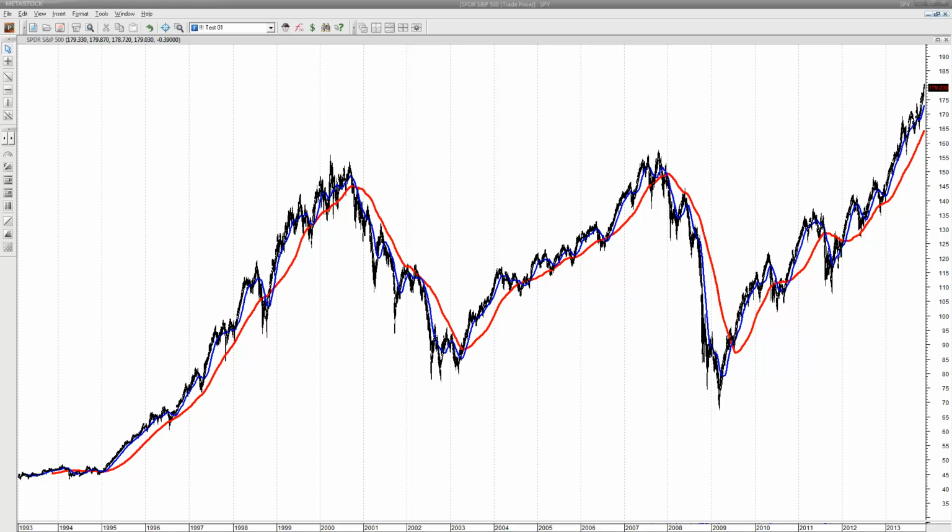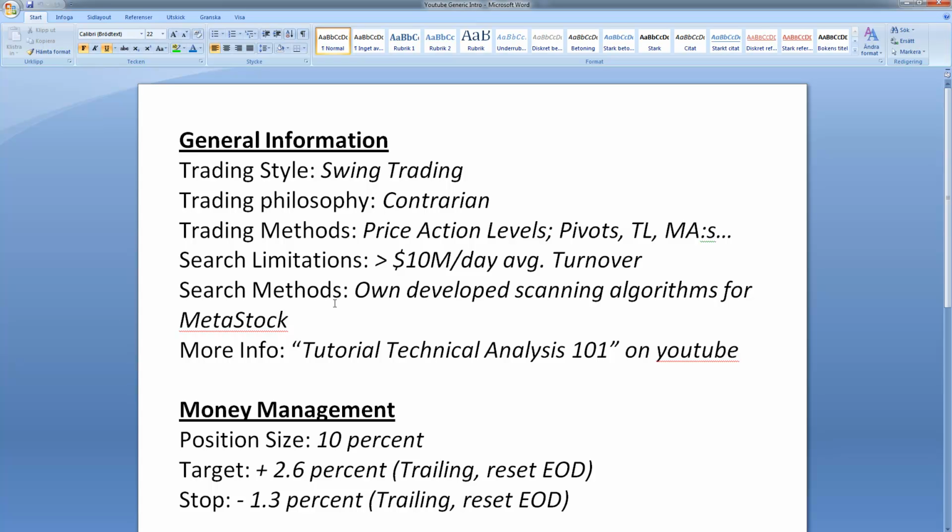First, I'm going to give you my background, how I operate. I'm a swing trader. I use mostly contrarian strategies. I bring my methods from price action levels like pivots, peaks, troughs, trend lines, moving average. I do not look at stocks that do not have more than $10 million in daily average turnover. You need high volume stocks. My search methods come from my own developed scanning algorithm. I built them in the Metastock platform.